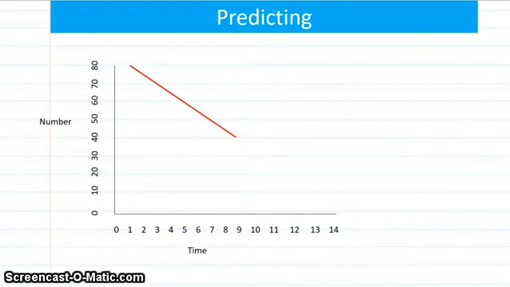Now, if you are asked, for example, predict what the number would be if the time were allowed to increase to 13, all you would do is just follow that trend, follow that line of the graph, and of course it would give you an approximate value of a number of about 10 for a time of 13.